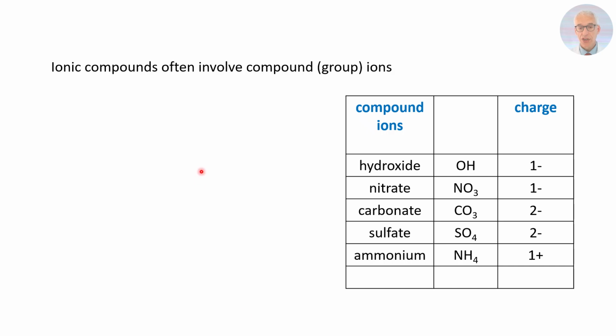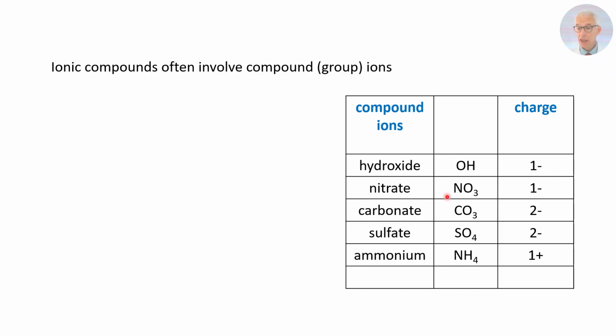Compound ions contain more than one element. For example, hydroxide you're probably familiar with, an oxygen and a hydrogen within the one ion, the hydroxide ion, with a charge of 1 minus. You need to know the name, the formula and the charge of the compound ions.